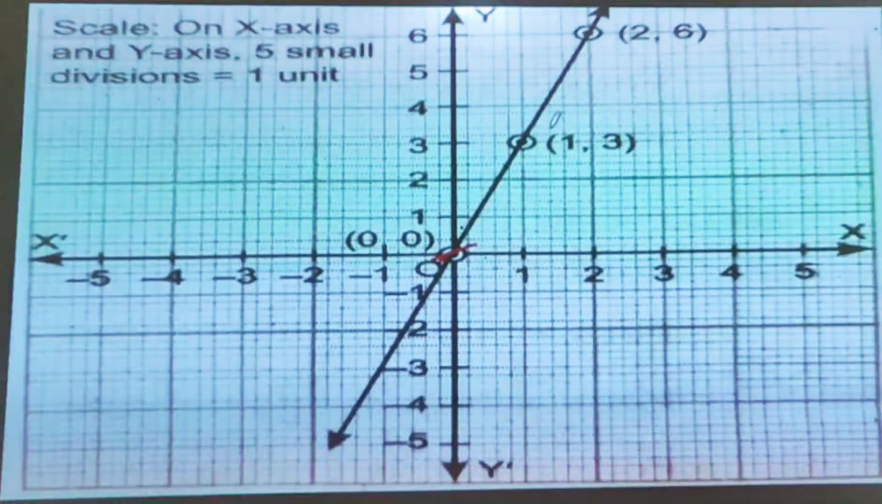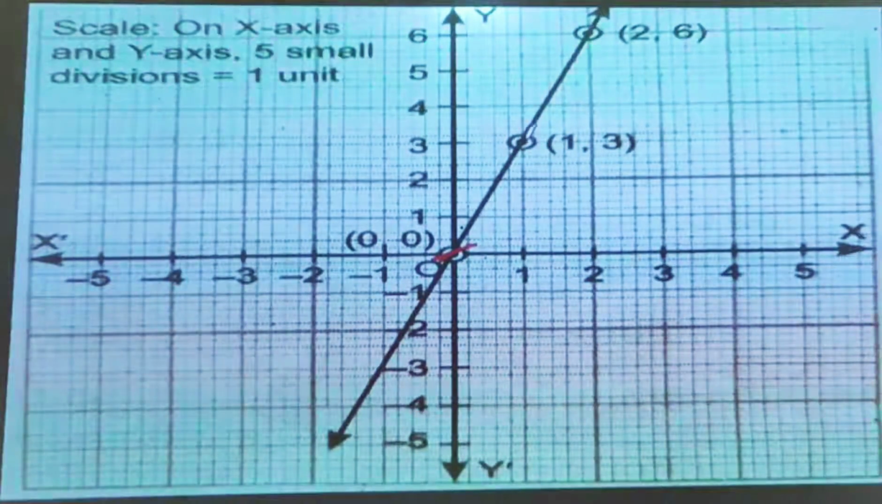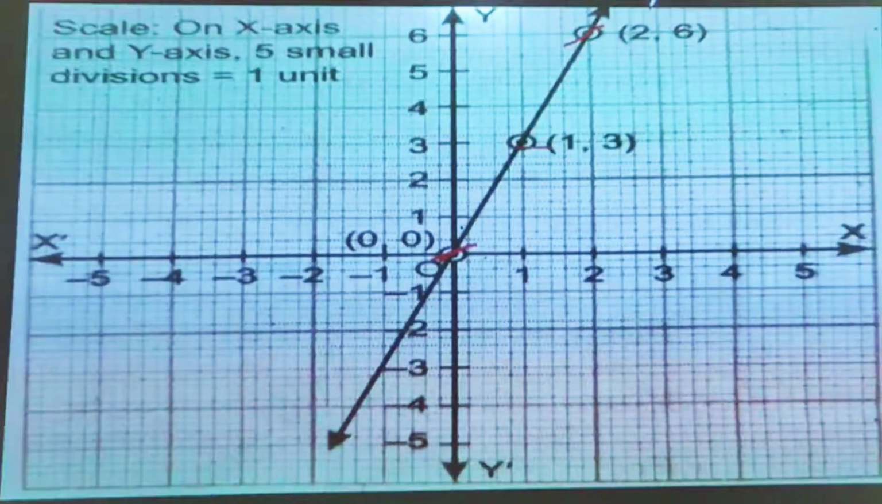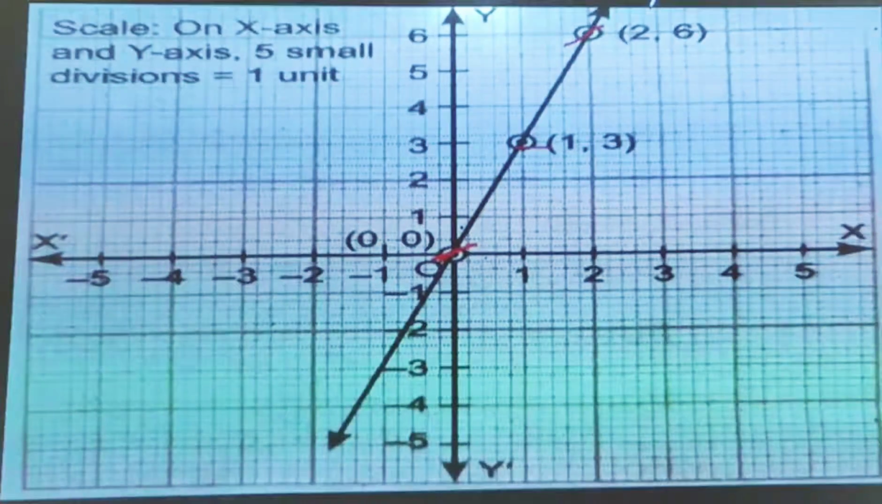Then the second pair of solution, that is (1, 3). You can see here, this is your 1 on the x-axis and this is your 3. So for our second pair of solution we get this point. Similarly, our third pair of solution, that is (2, 6). So we have to plot it in this way, (2, 6). So our third point is here. After plotting the points, we will join all the points and we will get a straight line.